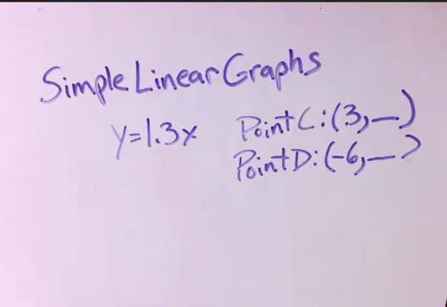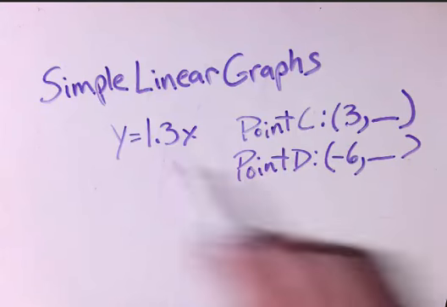The first question we're going to look at is that both points C and D lie on a graph with an equation of y equals 1.3x, and we want to know what the y coordinates are for each point. We're given the x coordinates, but we want to find the y coordinates. The easiest way to do this is just to substitute what is given for x into the equation.